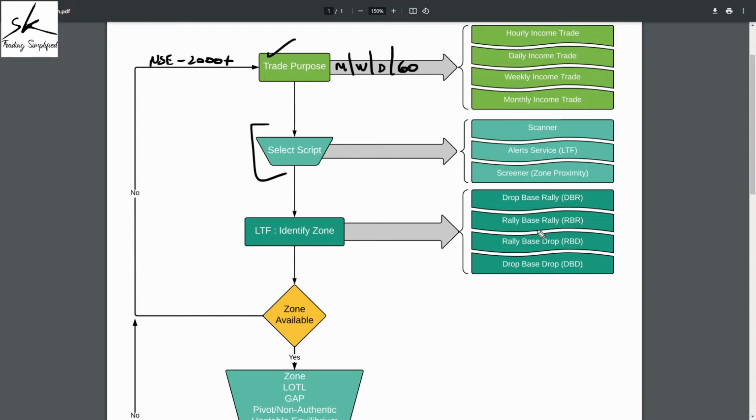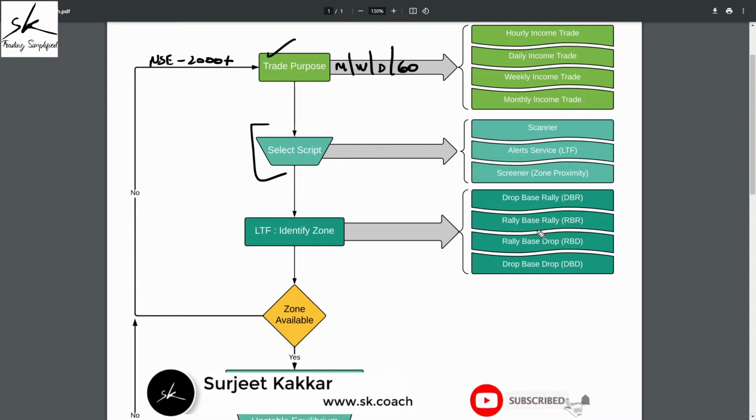Whatever matches your trade plan would be your opportunity. Whatever doesn't match your trade plan, you simply skip it. So remember, the job of the scanner is never to tell you what you need to buy or sell. The job of the scanner is to give you a smaller list so that you can manually analyze it.